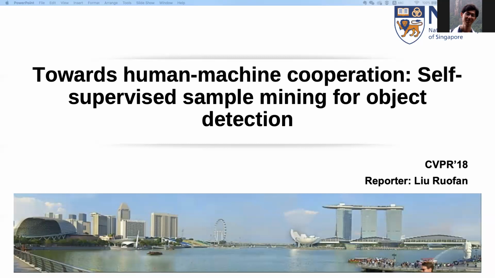So Ruofan will give us a presentation. Hello. Today I will present the paper Towards Human-Machine Cooperation: Self-Supervised Sample Learning for Object Detection. This paper is published in CVPR.